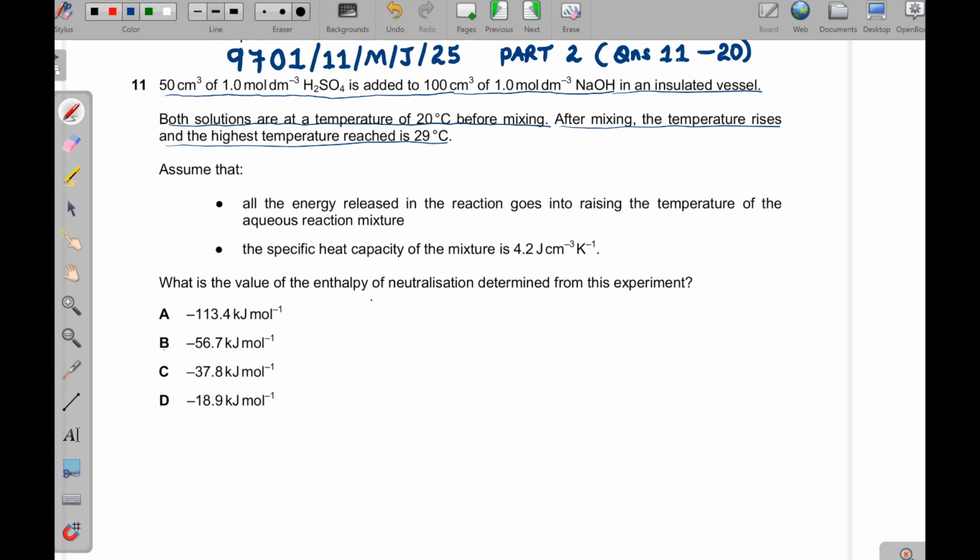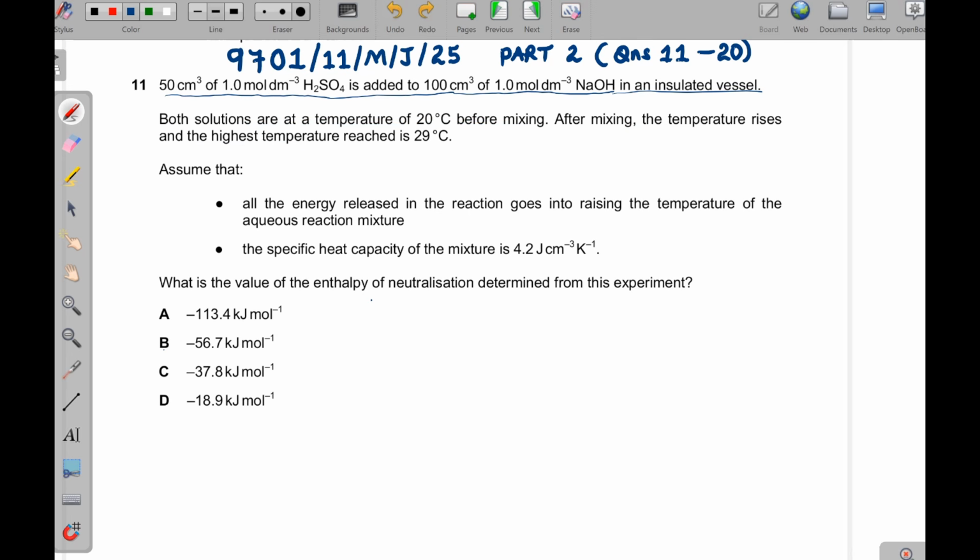Since there is an increase in temperature in the surroundings, that means energy has been released to the surroundings. So this is an exothermic reaction, and the enthalpy of a reaction here is going to be negative. That's why you're seeing a negative on all the answers here.